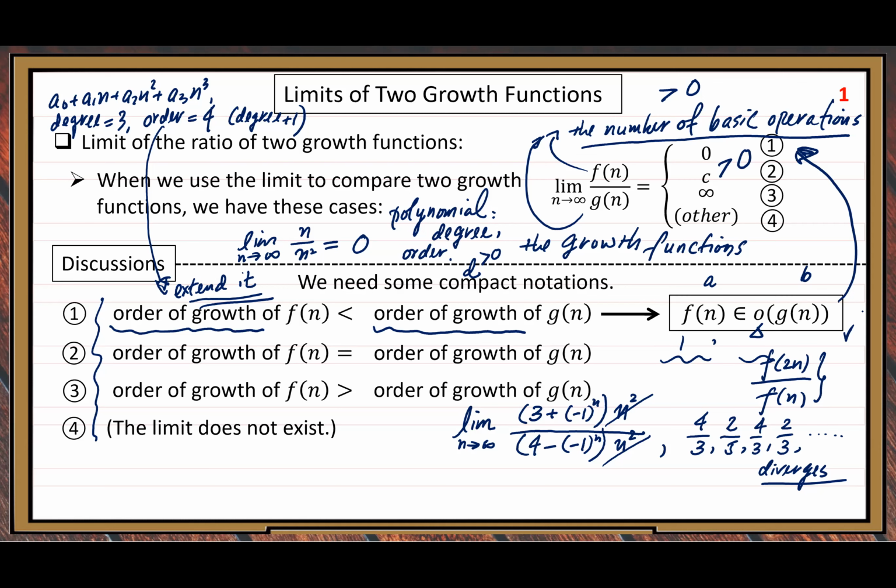If I use a few more words to explain this little o of g of n, it represents a set of functions. The meaning is a set of functions.